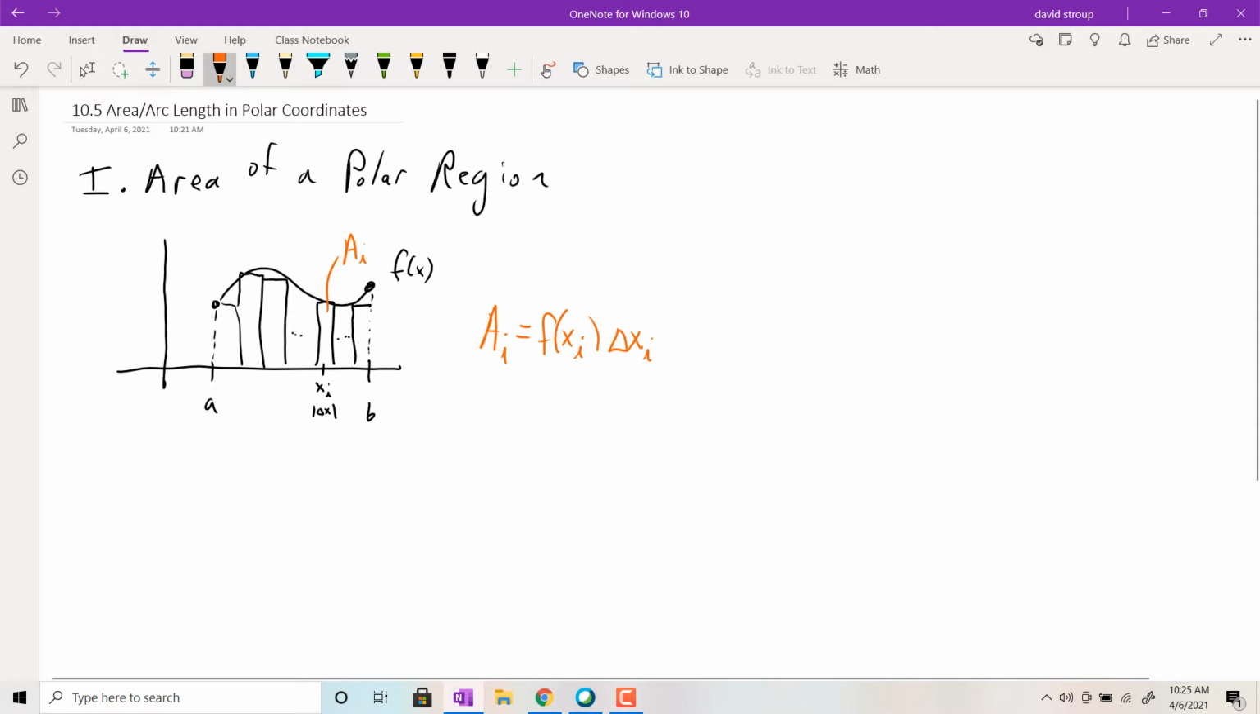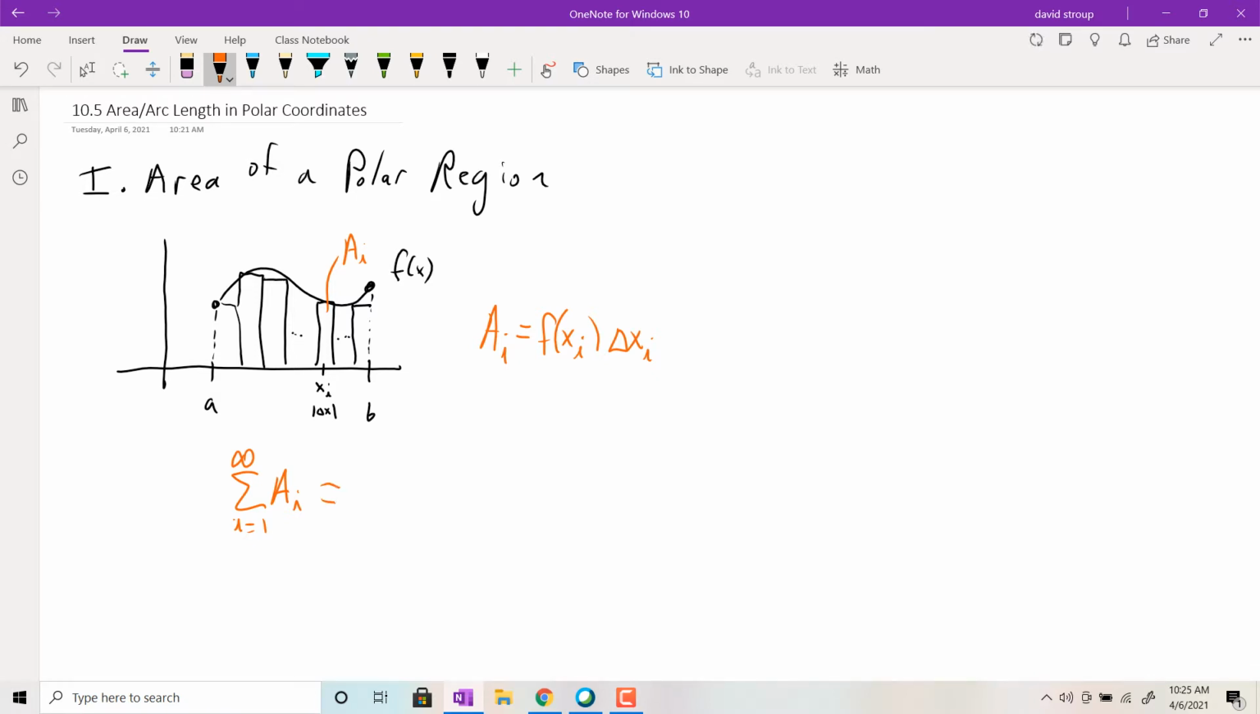Anyways, the next step then was to take the sum of all those areas, so the sum of the a sub i's, and that would give you an approximation. Then if you took the limit as the number of those guys goes to infinity, you would get the integral, right? The integral from a to b of f of x dx.